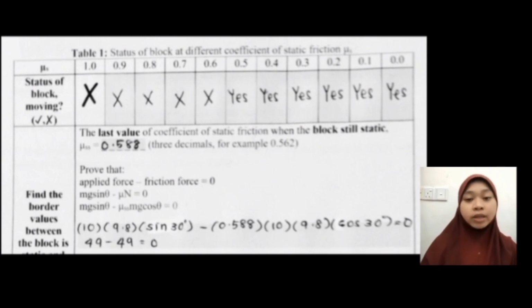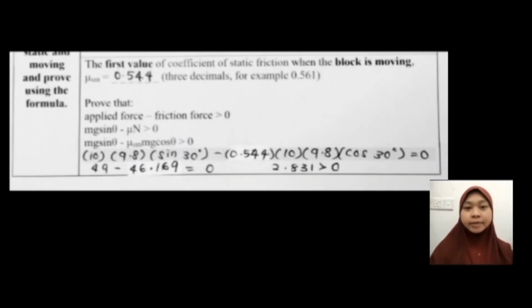It is 0.588. We get it from the last value. Also, we want to prove whether the formula will give 0 or not. We put in the value and we see 0. For the value where the block is moving, we try 0.544. Proving the formula, we get more than 0.